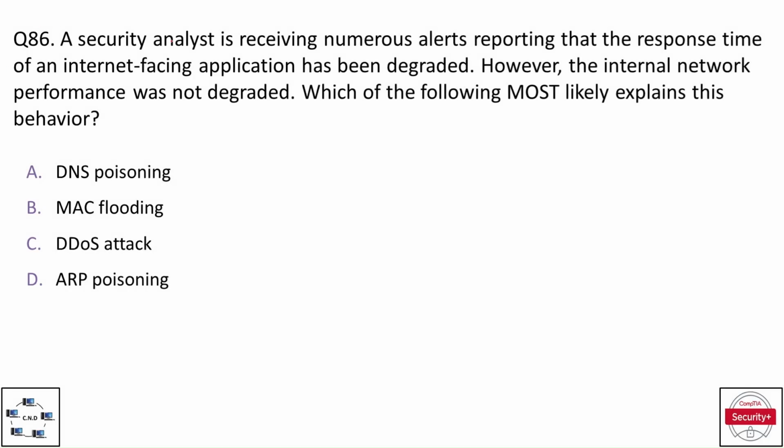Question number 86. A security analyst is receiving numerous alerts reporting that the response time of an internet facing application has been degraded. However, the internal network performance was not degraded. Which of the following most likely explains this behavior? And the options are option A, DNS poisoning, option B, MAC flooding, option C, DDoS attack, and option D, ARP poisoning. And the correct option is option C, DDoS attack, that is the distributed denial of service attack.